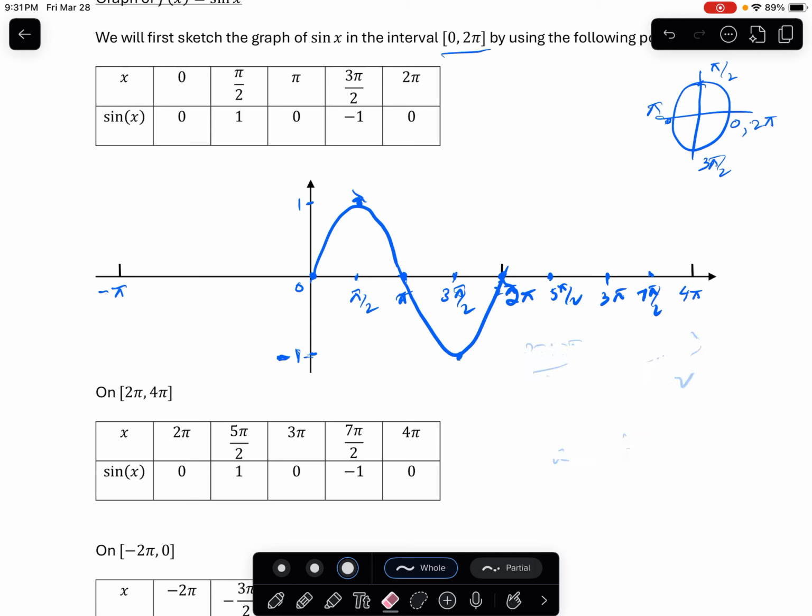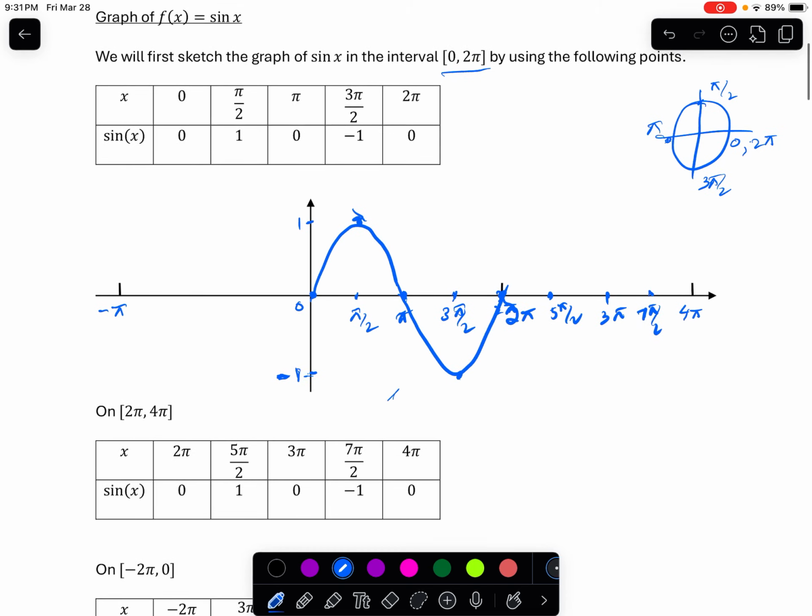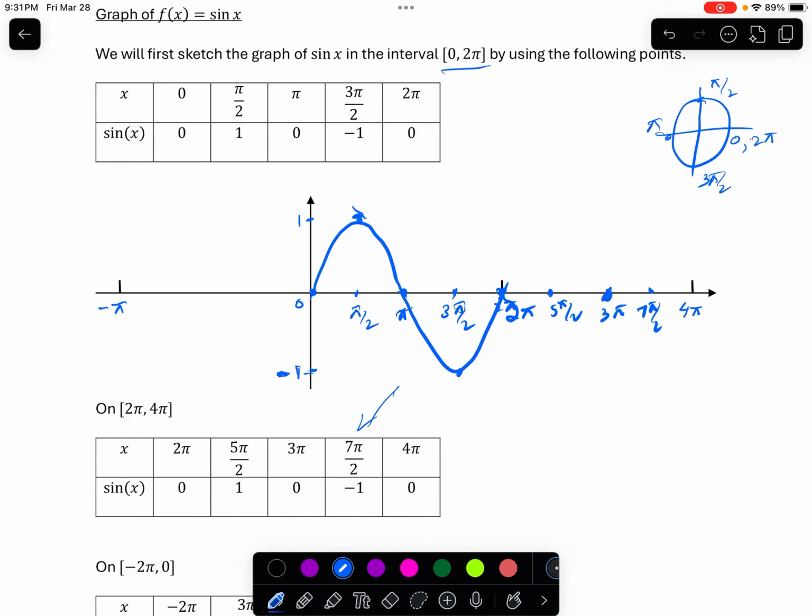So now, what is the value? Well, at 2 pi we are at 0. At 3 pi, I have the table values down here. And at 3 pi again we are at 0. At 4 pi we are at 0.